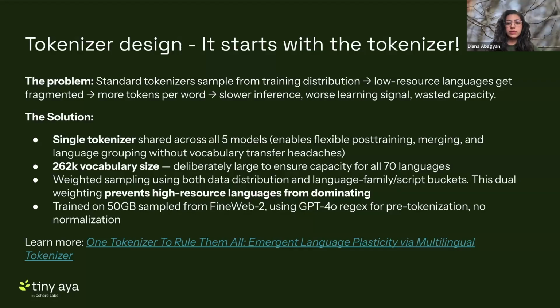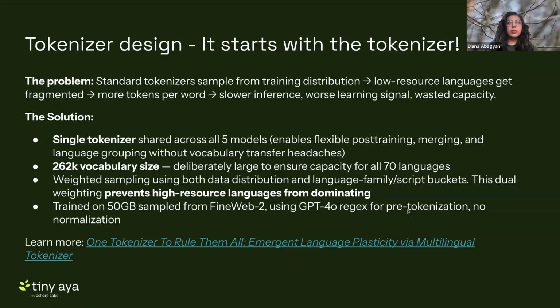There's a variety of work on this subject, but we wanted to tackle this problem in our model design and really intentionally prioritize multilingual support in our tokenizer. So yes, we decided to share one tokenizer across all 5 models, which simplifies a lot of things downstream, like post-training and merging. We made sure to use a large vocabulary size so that all of the languages can be well represented within the vocabulary.